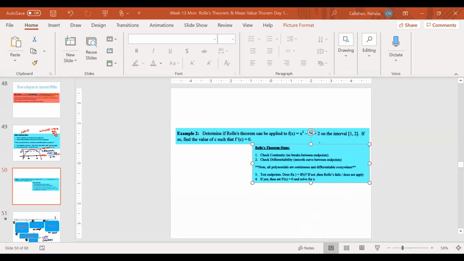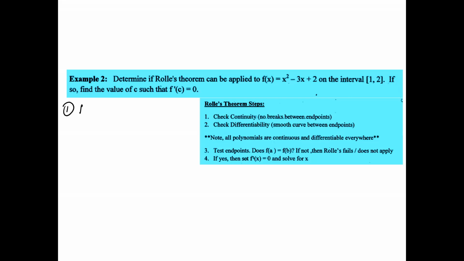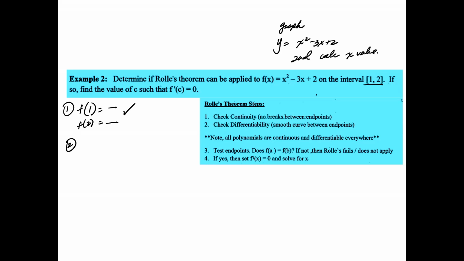All right, so let's take a look here. Step number one, check for continuity. Make sure it's continuous. You're going to make sure that f of 1 and f of 2, these are the 2 points, have no breaks in between, and I know I don't, so that's good. I would just put this into the graphing calculator, y equals x squared minus 3x plus 2, and then have your second calc x value option as a backup.